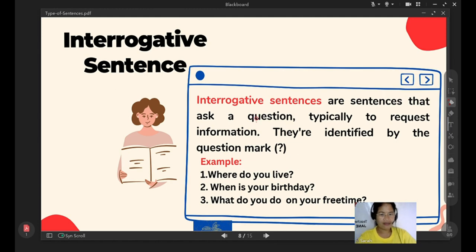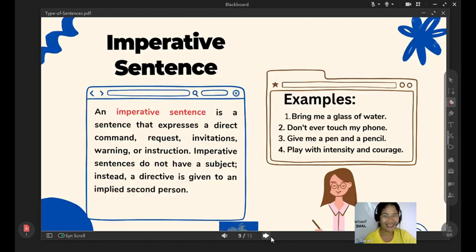Interrogative sentences are sentences that ask a question, typically to request information. They end with a question mark. Where do you live? What is your birthday? What do you do in your free time? So, those are interrogative. It ends with a question mark. Okay, now next, imperative sentence.